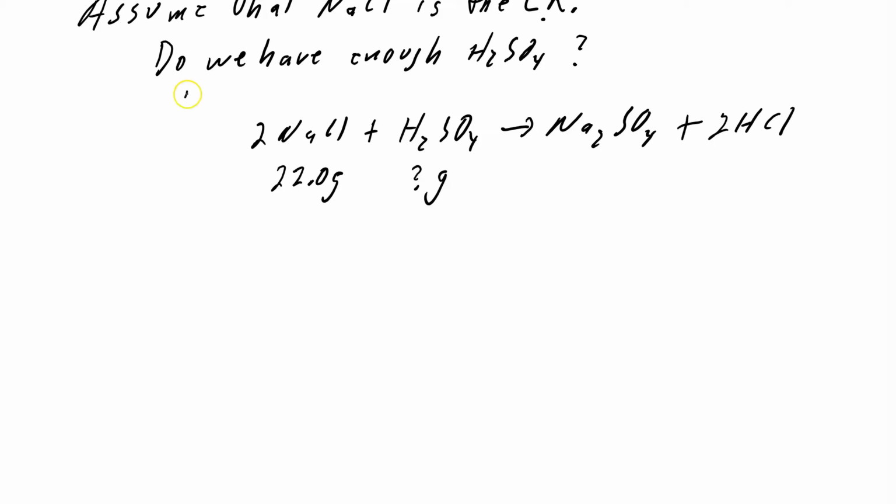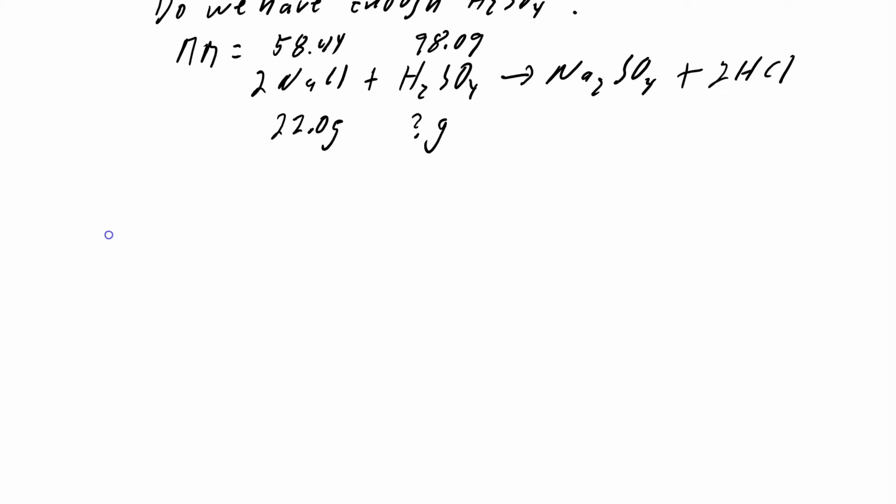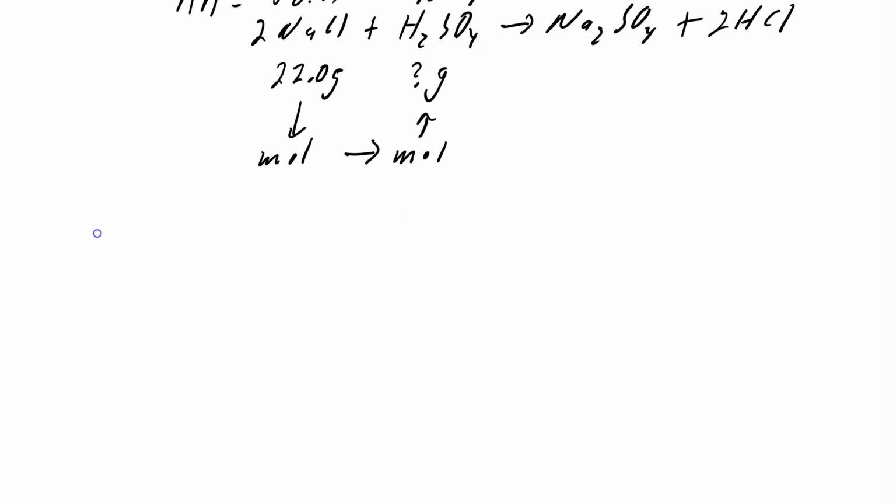Let's rewrite the molar masses down here. So we've got 58.44, and we've got 98.09. I'm going to skip the units there. We know they're grams per mole. So our roadmap, molar highway: we're going to convert our 22 grams sodium chloride to moles of sodium chloride, then we're going to convert that to moles of sulfuric acid, and we're going to convert that to grams of sulfuric acid. So let's set that up, get started here.